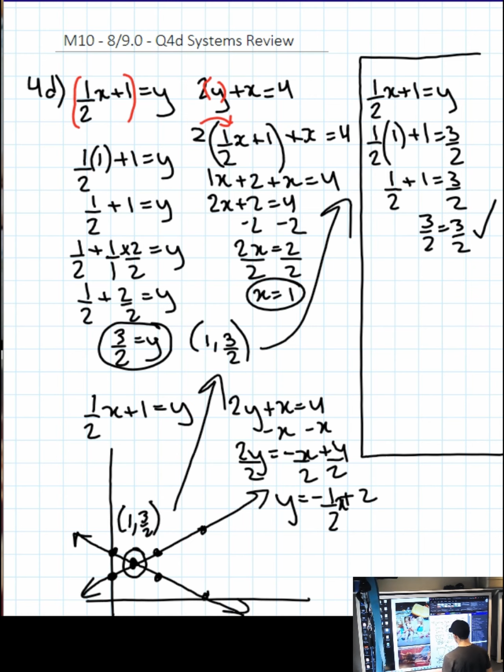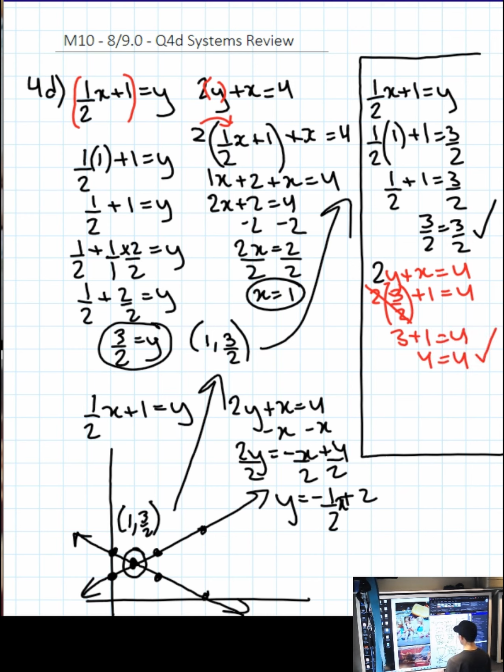Check mark. So let's take the other equation. I'm going to do it in red. In red, 2y plus x equals 4. Taking the y value, 2, and substituting the y value of 3 over 2, plus the x value of 1 equals 4. 2 times 3 over 2, we can cancel the 2's, and we're left with 3 plus 1. And 3 plus 1 is also 4.